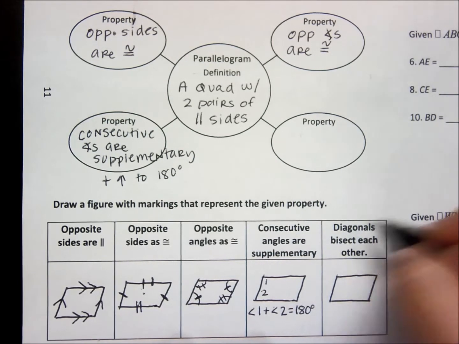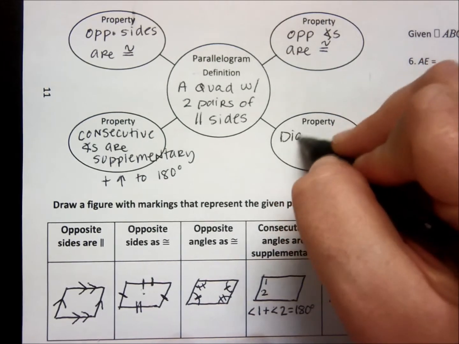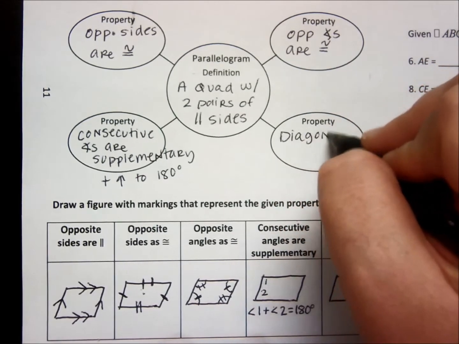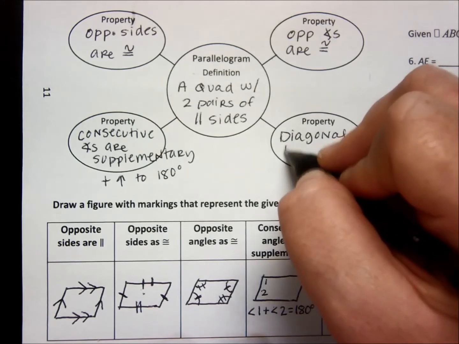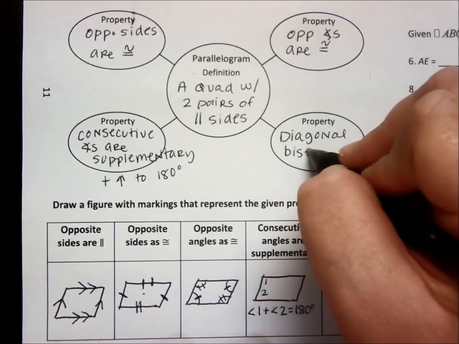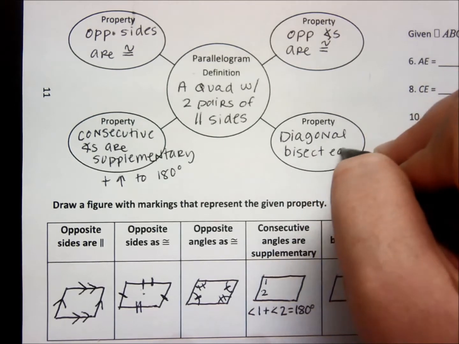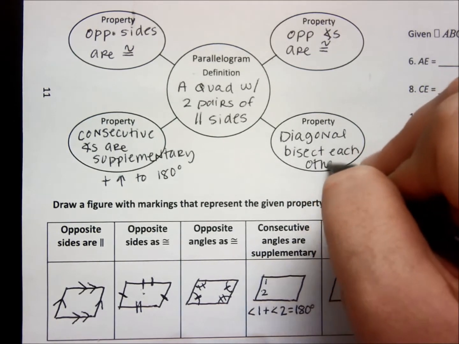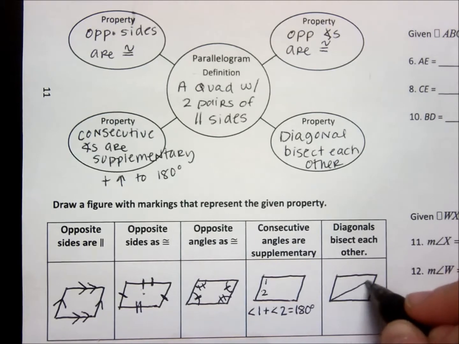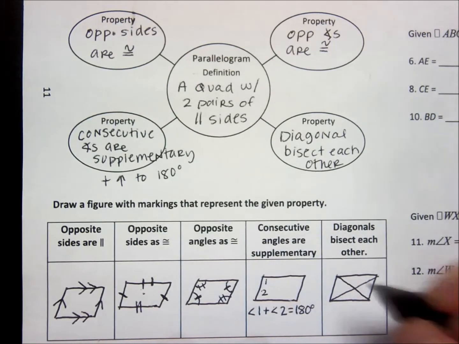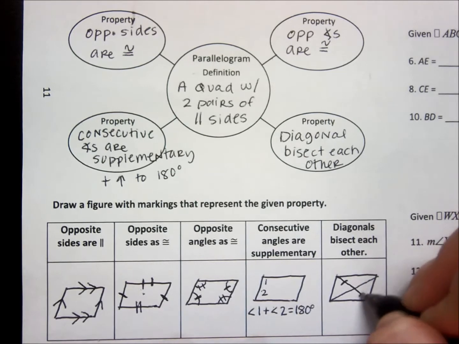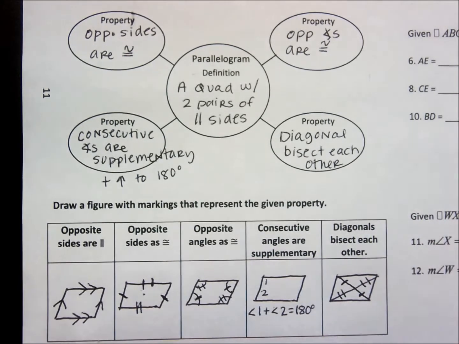And the last property, the diagonals of the parallelogram bisect each other. So if I draw this diagonal and I draw this diagonal, the diagonal cuts the other one in half, so that means this part would be equal to this part, and these parts would be equal to this part. Not all of them are equal to each other, but where they're bisected are equal.